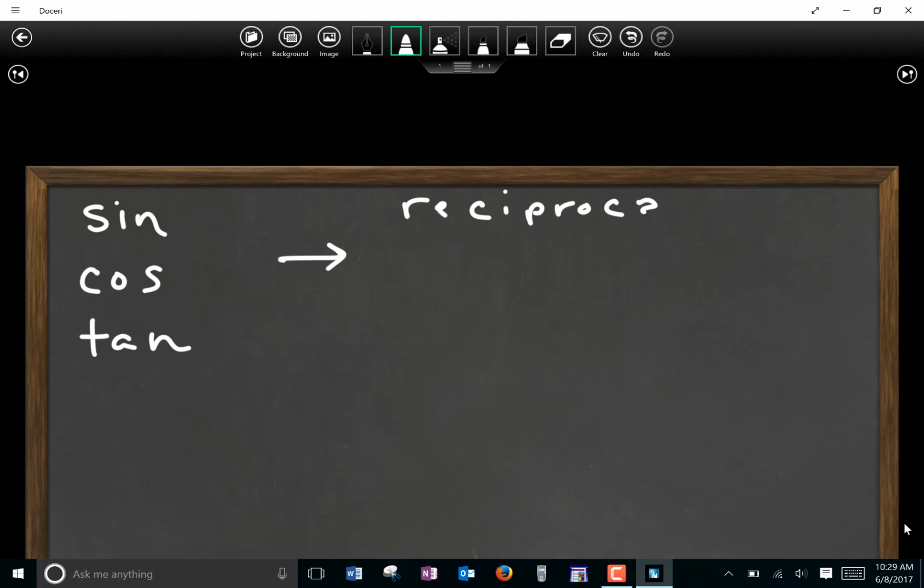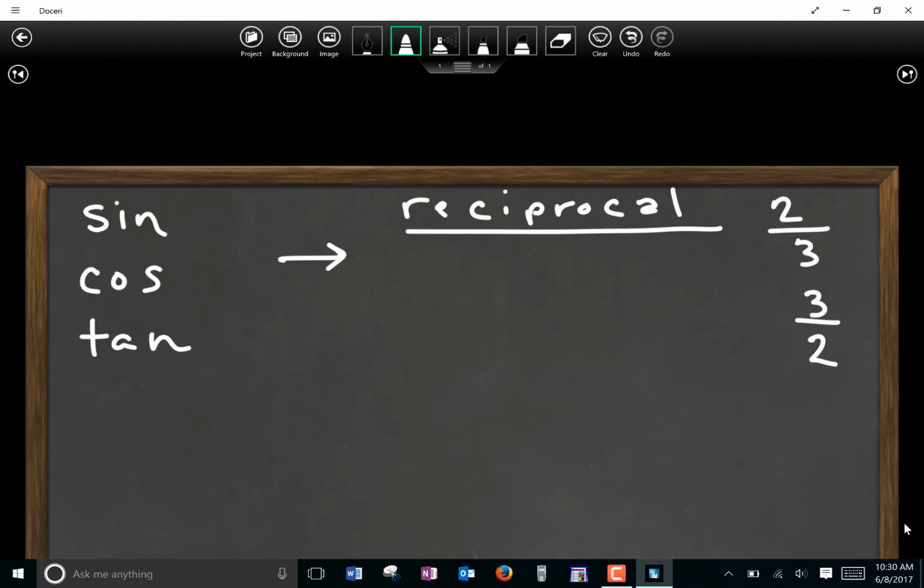Now, when we look at sine, cosine, and tangent, there are also reciprocal functions that are related to each one of those. And remember, reciprocal in math means you're turning it upside down. So like the reciprocal of 2/3 is 3/2.